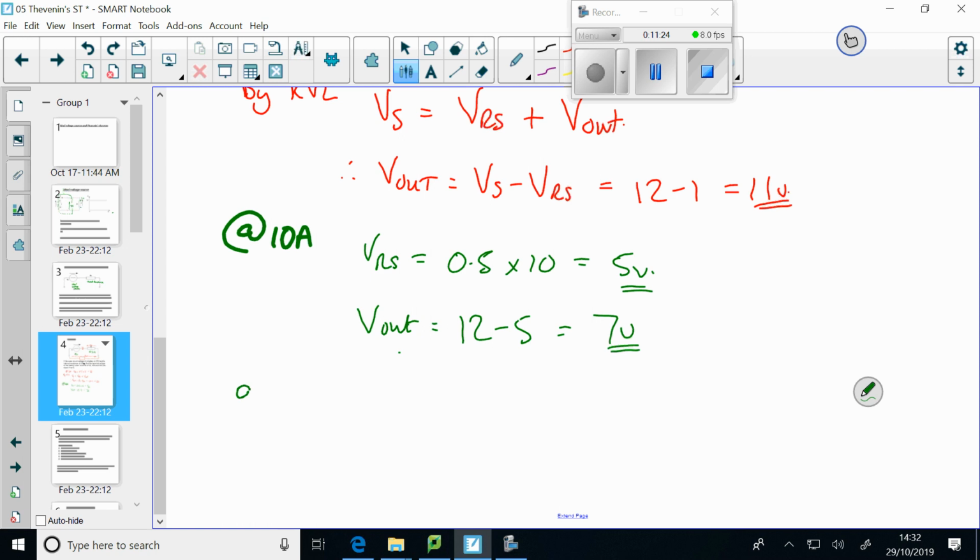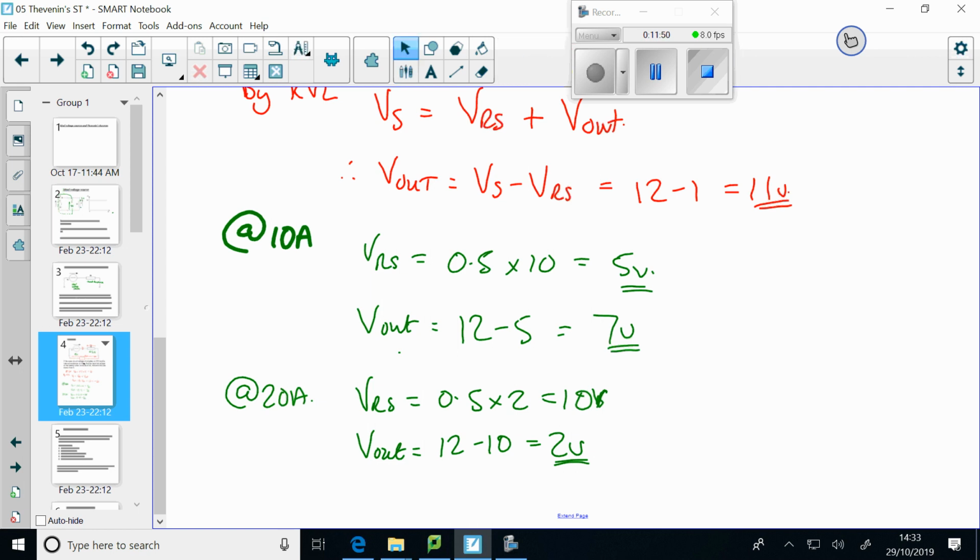And then at 20 amps, VRS is 0.5 times 20, 10 volts, so V out is 12 minus 10, 2 volts. So as you can see, as we draw more current, we drop voltage at the terminals, and you get to a point where there's nothing left. When 0.5 times the current is equal to 12 volts, you get the situation where you're saturated.